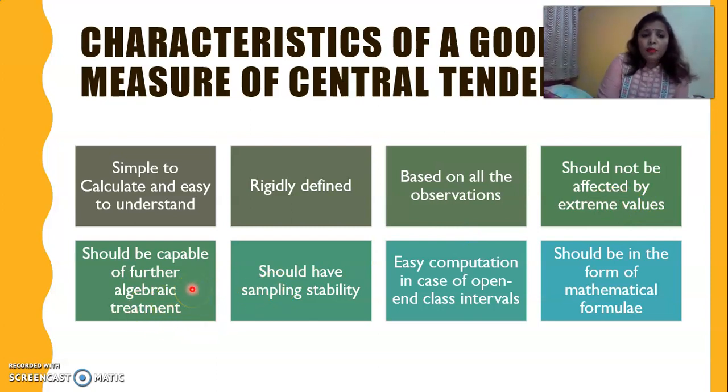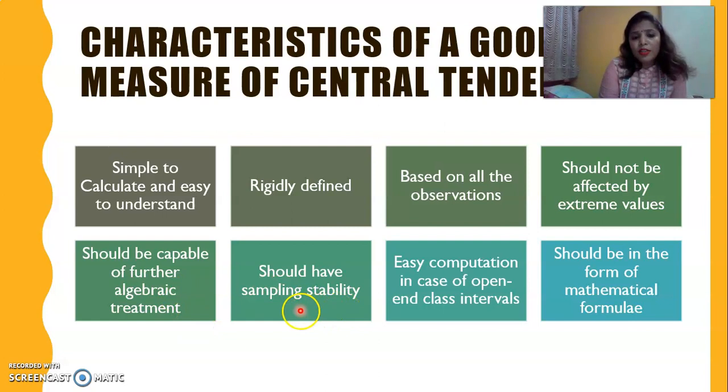Then it should be capable of further algebraic treatment. This means that on an average, we should be able to apply some other formula. Many of the averages are used for calculating weighted averages. Say for example, if I take the average of marks scored by girl students and the average of marks scored by boy students, then I should be able to calculate their weighted average. So that is the perfect example of further algebraic treatment.